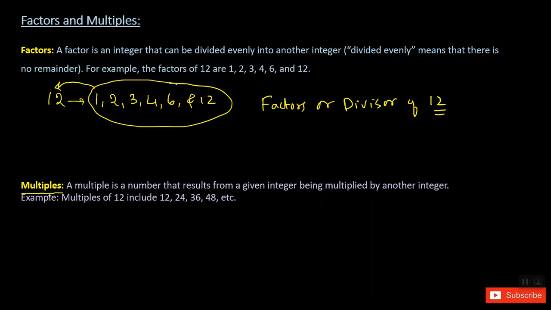Multiples. A multiple is a number that results from a given integer being multiplied by another integer. So what does it mean? Any number multiplied by another integer, whatever result you get, that result is called a multiple, right? Okay, let's take the example 6. So how can you write it? 6 times 1 gives you 6, 6 times 2 is 12, 6 times 3 is 18 and so on.